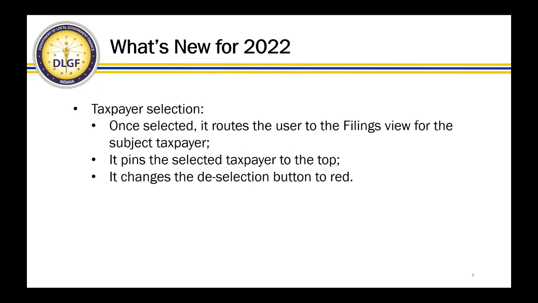In terms of the taxpayer selection, once it's selected, it routes the user to filings for the subject taxpayer. And as you can see, it pins the selected taxpayer to the top. We did change the deselection button to red to make it a little bit easier for the taxpayer to navigate.